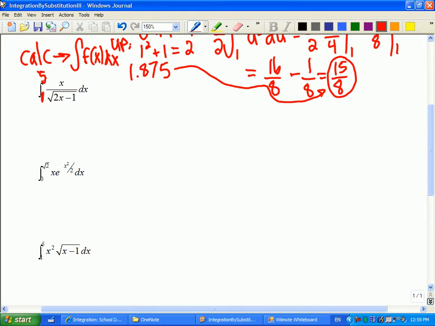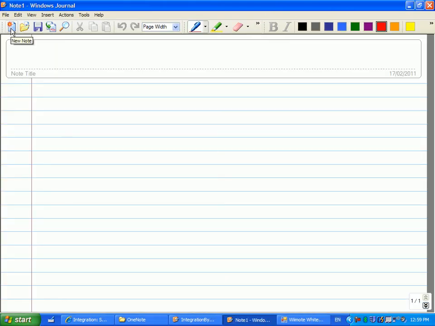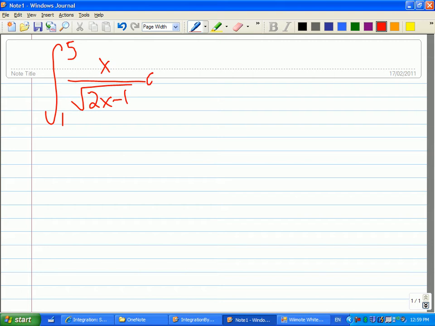So I'm starting to lose space here. I'm going to put a new slide up, but I'll just rewrite it here so we can see it better. It's from 1 to 5, the integral of x over root 2x minus 1. Okay, so again, if we do this like we've been practicing, most likely this is what we'd be working on.